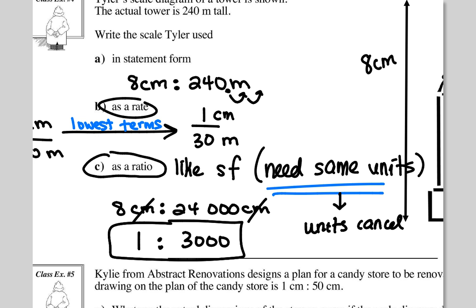If you can't do that on your calculator because you don't have the fancy Texas Instruments, you have to see what those two numbers are both divisible by. They're both divisible by 8, and you get these two values.